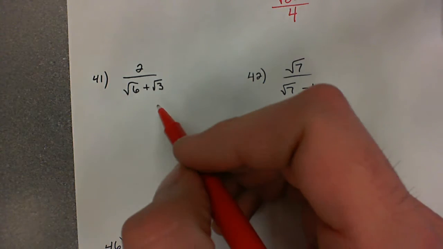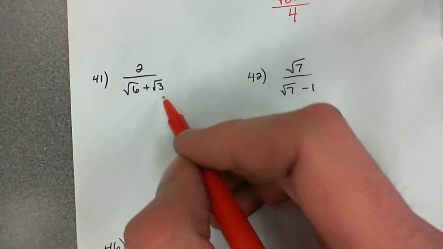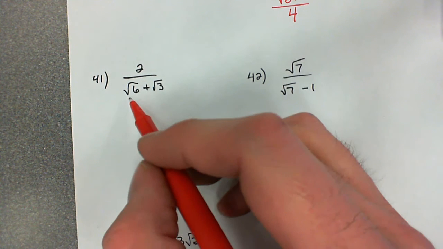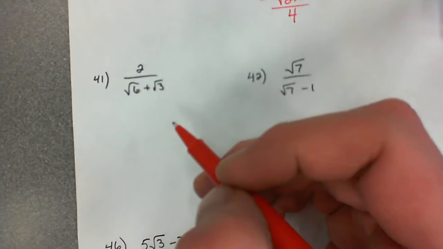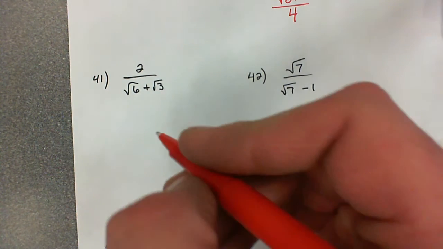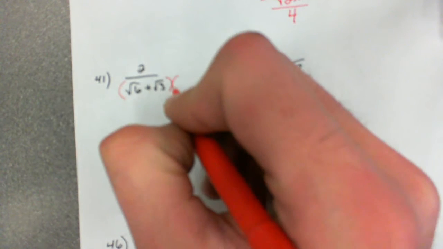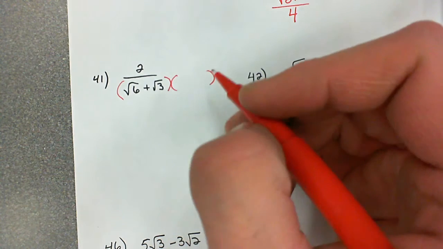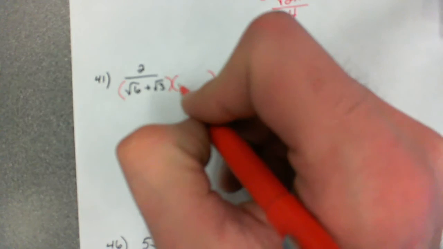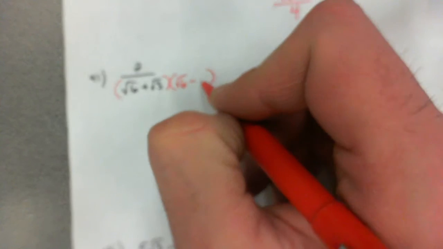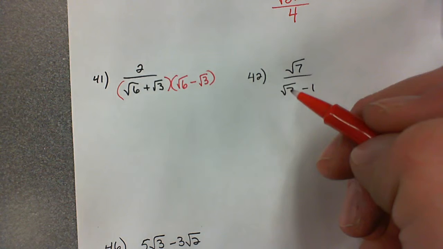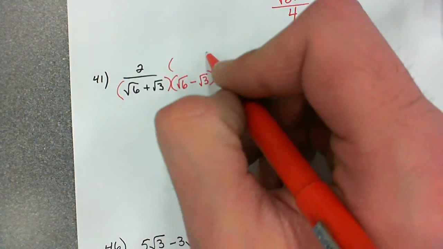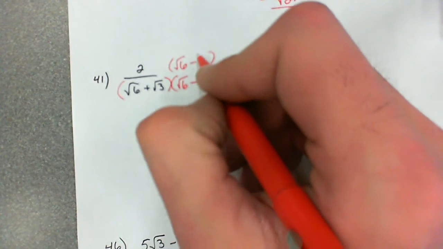Okay, on 41. Here we have two square roots in the denominator. In order to get rid of a square root when you have multiple square roots in the denominator, or even multiple terms in the denominator, you have to multiply by something called the conjugate. The conjugate will be the exact same terms that you started with, just opposite signs. So this is going to be square root of 6 minus square root of 3. So square root of 6 minus square root of 3. And whatever you do to the denominator, you have to do to the numerator.